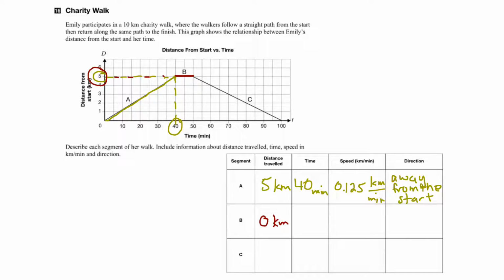Now let's look at the time for segment B. Well, if we move down to the horizontal axis, which is the time axis, we can see that she spent the time from 40 to 50 minutes in segment B. So that's a grand total of 10 minutes there. And again, her speed in kilometers per minute for this case would be 0 divided by 10, or 0 kilometers per minute. Well, if she's not traveling any distance, but she's taken some time at that segment, we know that what she's doing is resting.